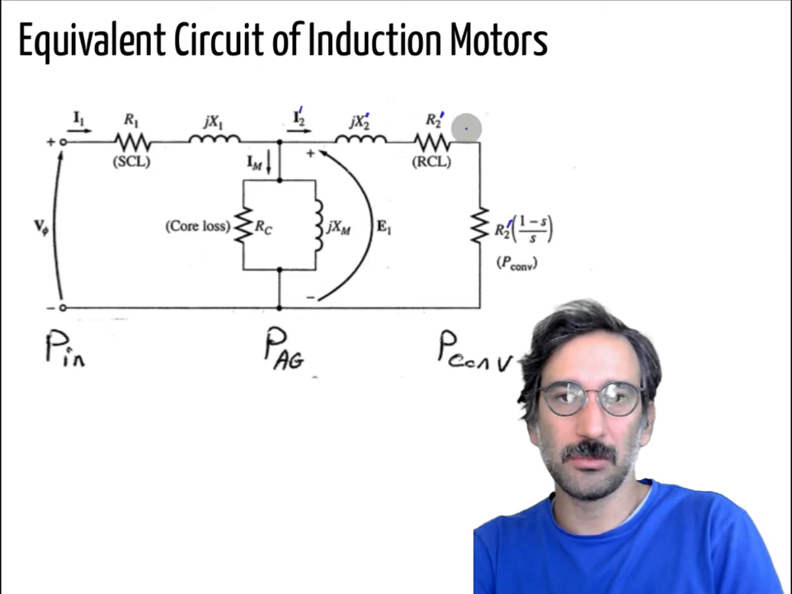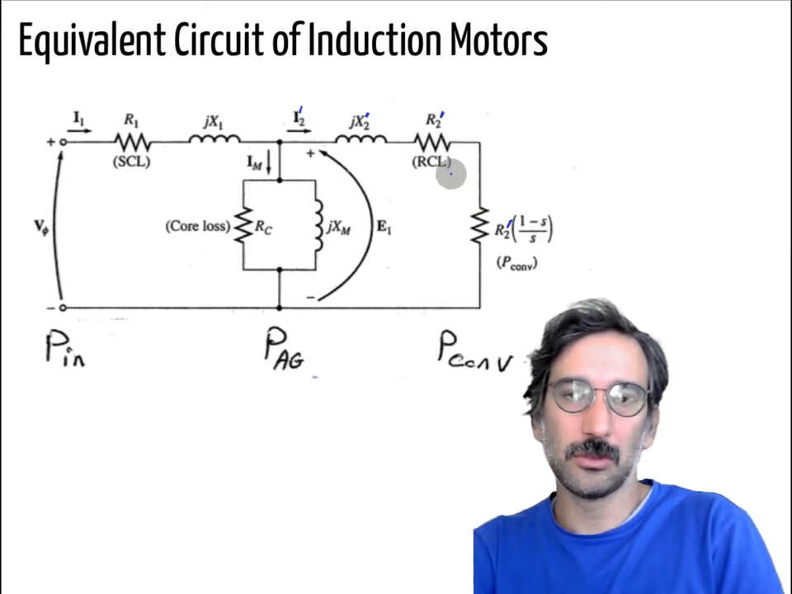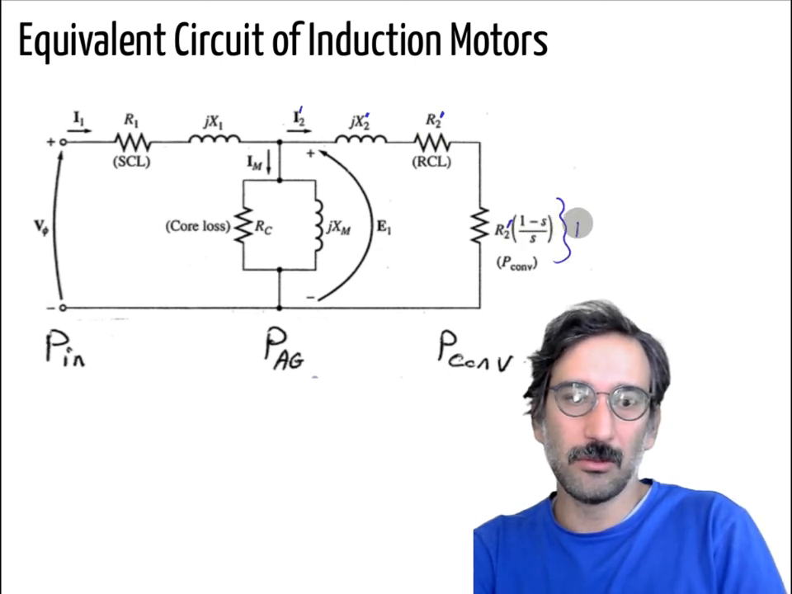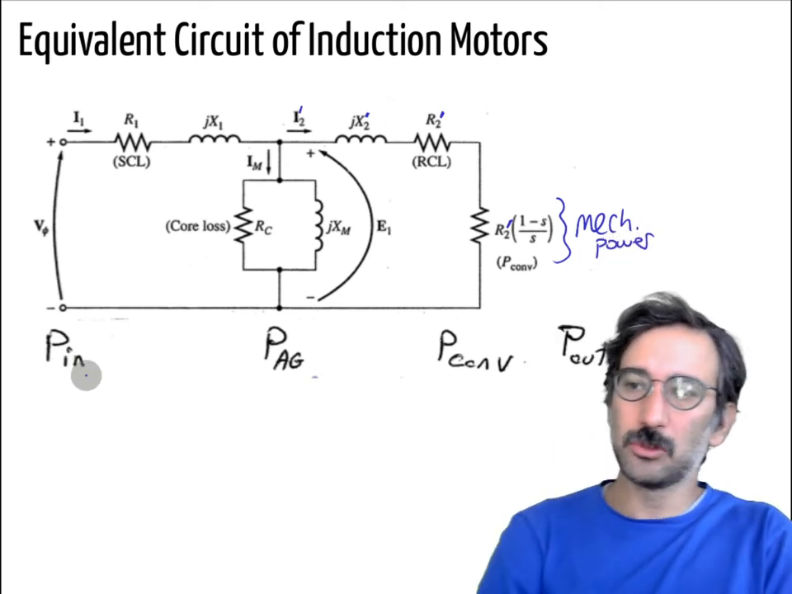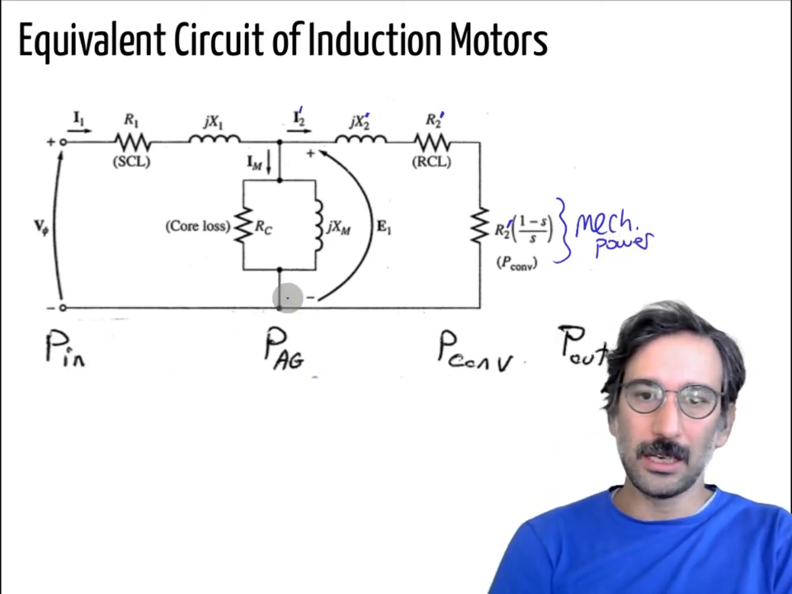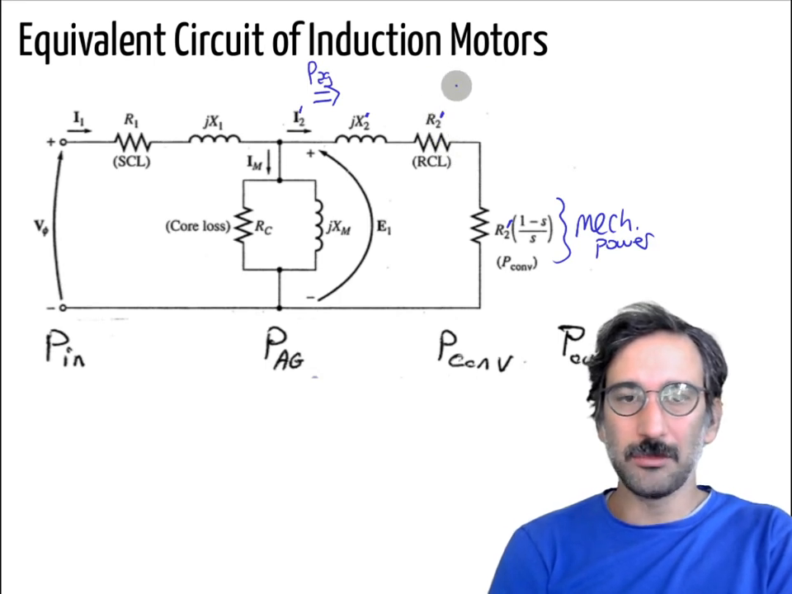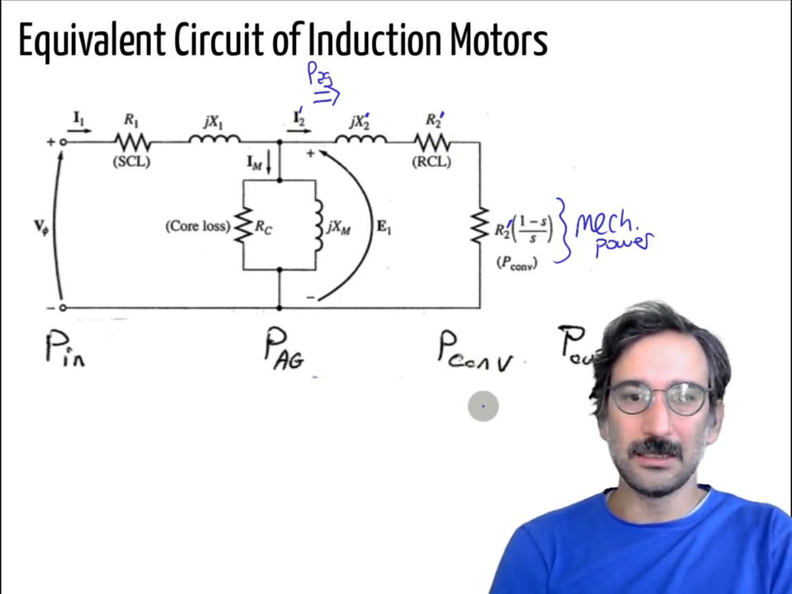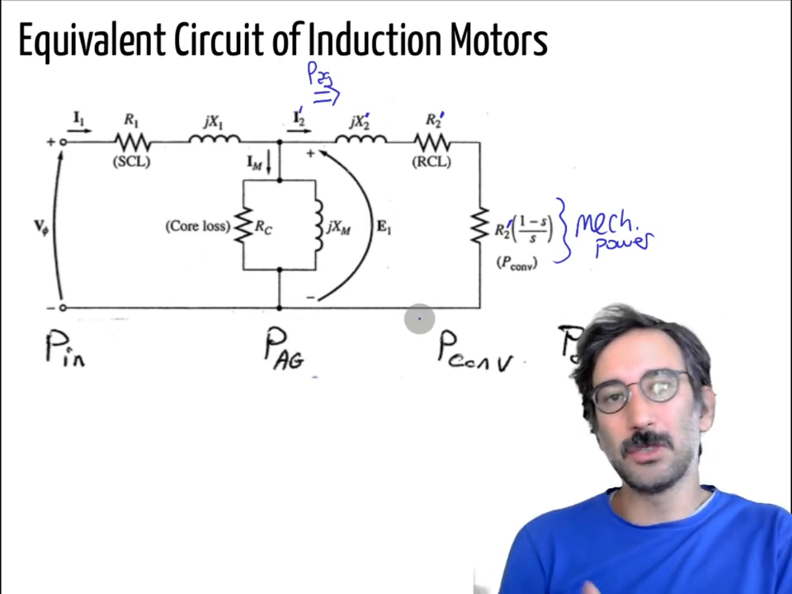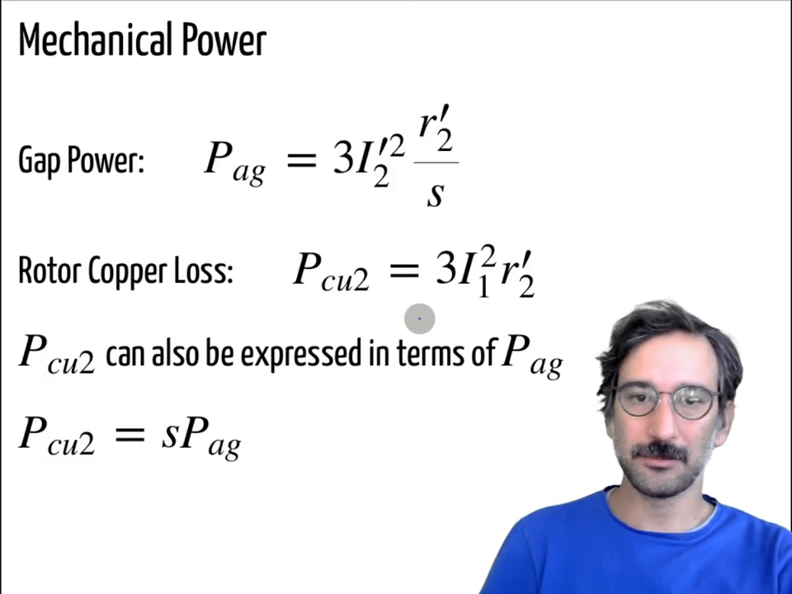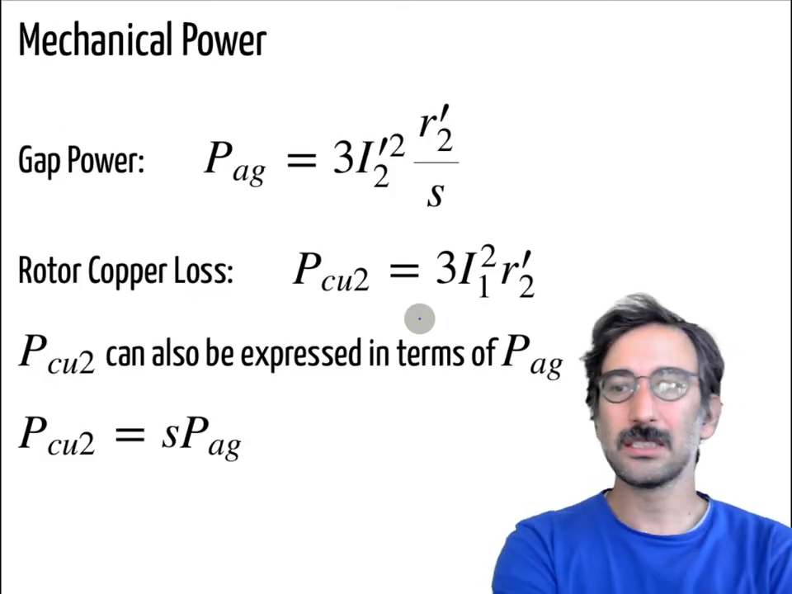One of them is R2 prime, just for heating of the rotor windings, rotor bars, and the other one is converted to mechanical power. So we have the input power coming in, we have the air gap power, here we have the P air gap flowing in, and then we lose some heat in the rotor windings, then the rest is converted from the electrical side to the mechanical side.